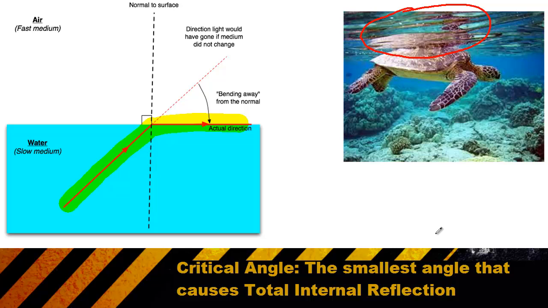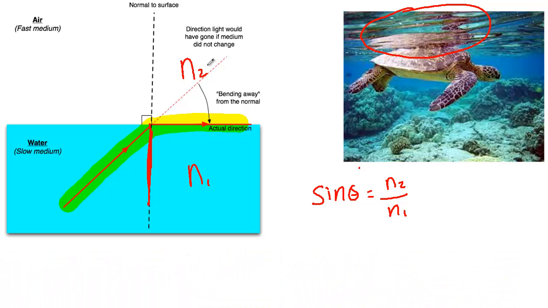There is something called the critical angle, and that is the smallest angle you can have relative to the normal line that will cause internal reflection. And that angle is different for any two mediums. The equation for the critical angle is the sine of the angle is equal to n2 over n1. n1 refers to the index of refraction for the medium that the ray of light is originally traveling in. So in this case, n1 would refer to the index of refraction for water. In this case, n2 is referring to the index of refraction of the air above the water.